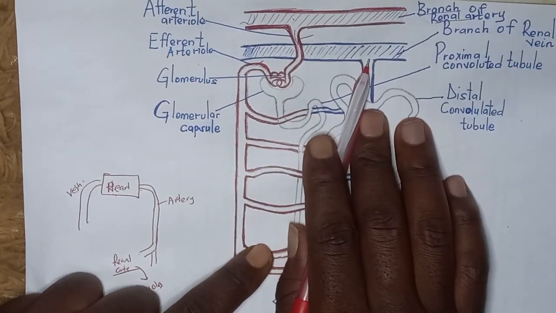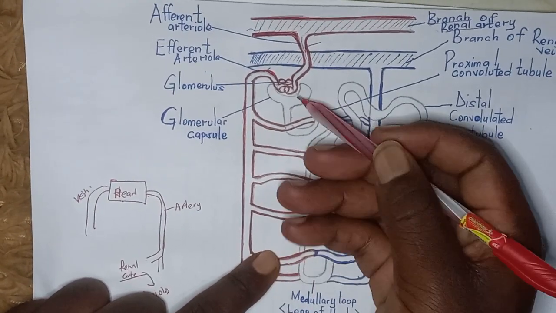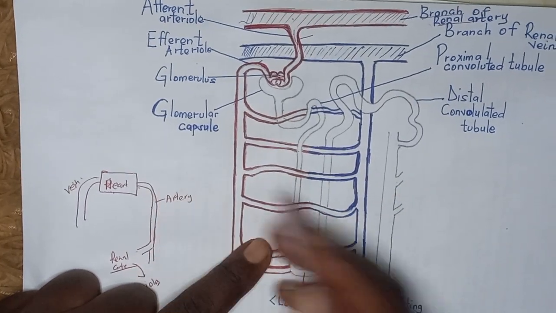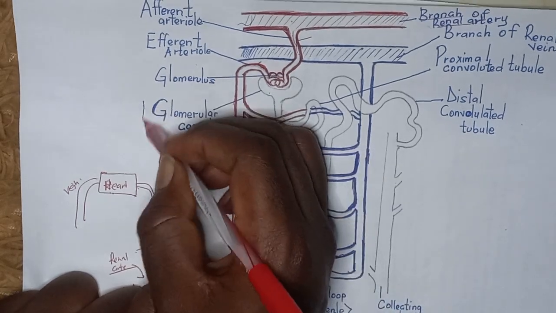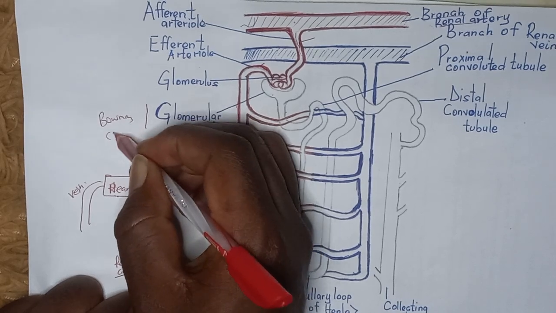This one is a vein and this one is an artery. This one is a blood capillary. Then you can see here we have the glomerular capsule, or the Bowman's capsule.